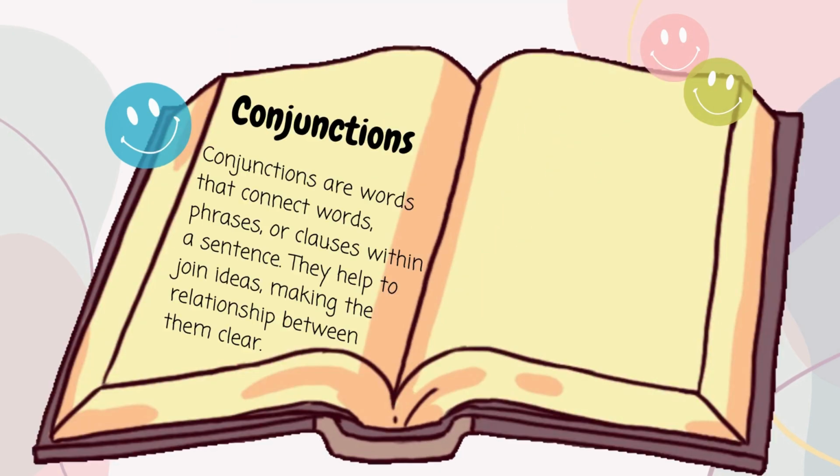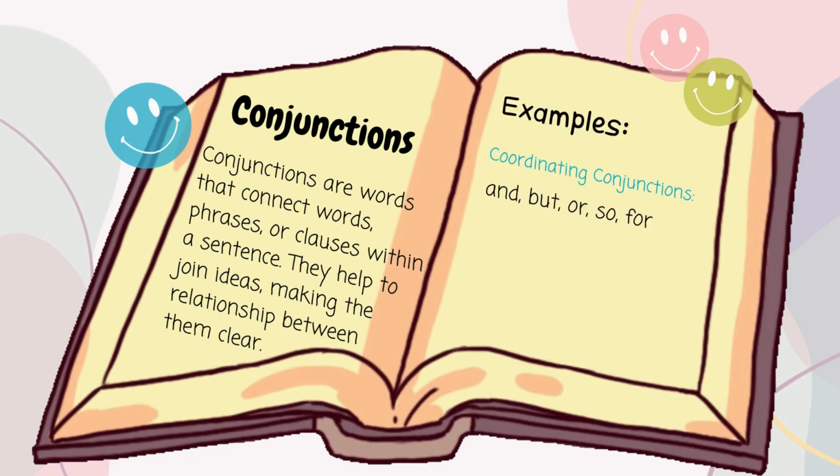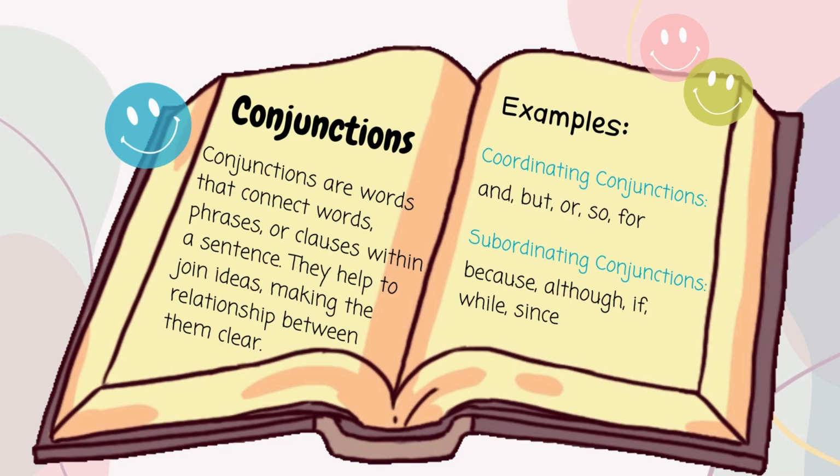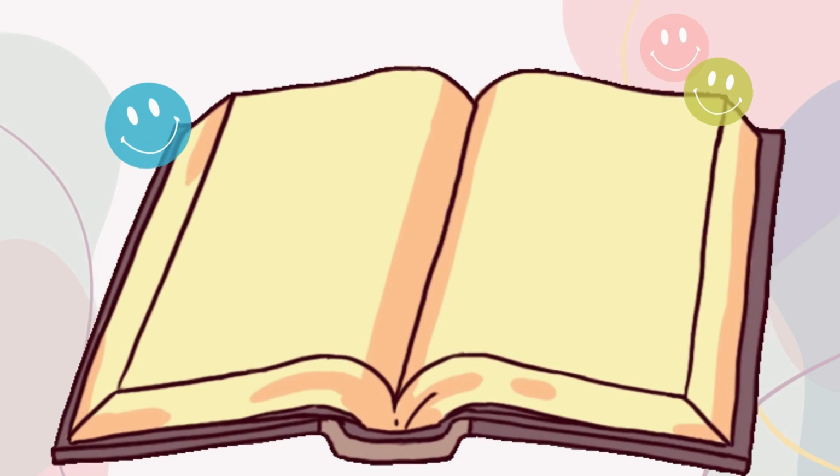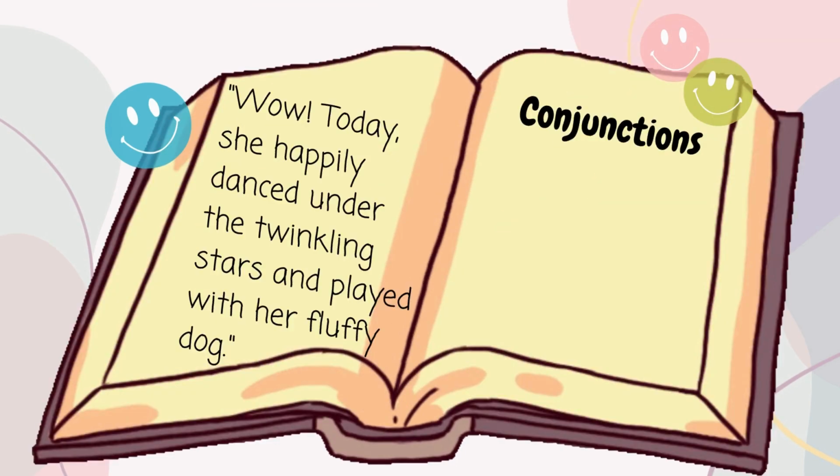Conjunctions. Conjunctions are words that connect words, phrases, or clauses within a sentence. They help to join ideas, making the relationship between them clear. Examples: coordinating conjunctions, and, but, or, so, for. Subordinating conjunctions, because, although, if, while, since. Let's find the conjunctions of the sentence now. And is the only conjunction in this sentence.